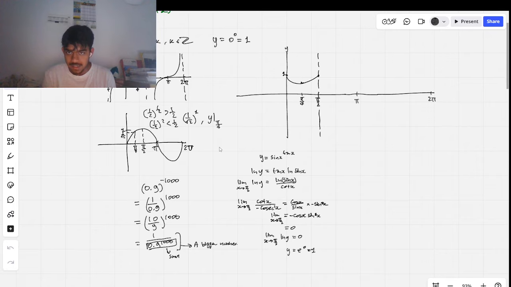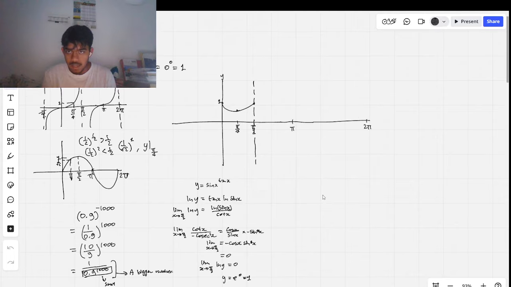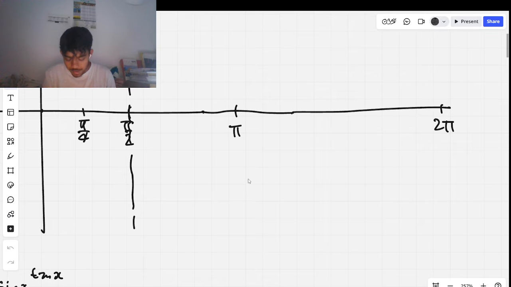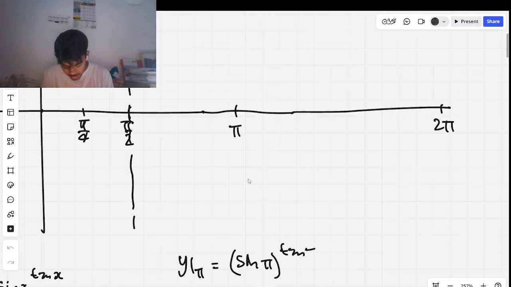So what's going to happen after this? First of all, I'm going to check what happens at pi. I should have done that before. Sine pi, which is 0, to the tan pi, which is also 0, which means that I have, again, 1. So at pi, my value is going to be 1. So what happens is that my graph seems to increase, and then it goes to pi, which is in this case 1.